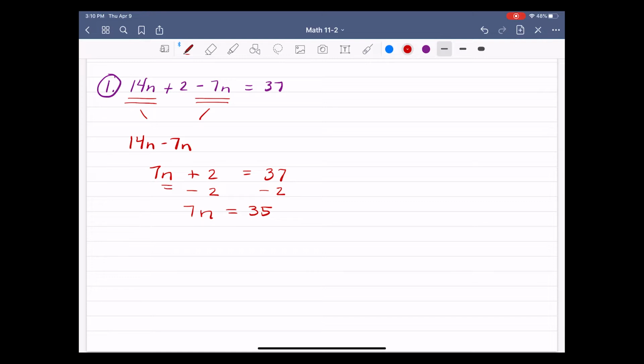Now we still need to get the 7 times n out of the way. N is being multiplied by 7, so the inverse operation is going to be divide by 7. If we divide the left by 7, we have to divide the right by 7. 7 divided by 7 is 1. 1 times n is n. N equals 35 divided by 7 equals 5. N equals 5. That is the answer to number 1.